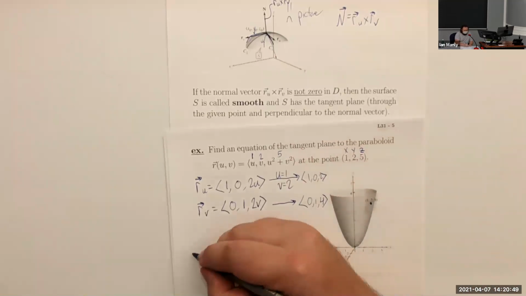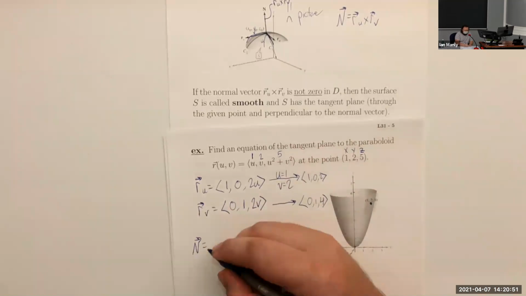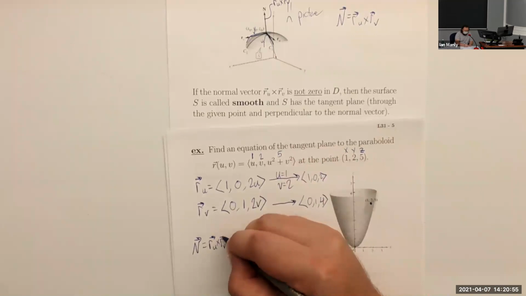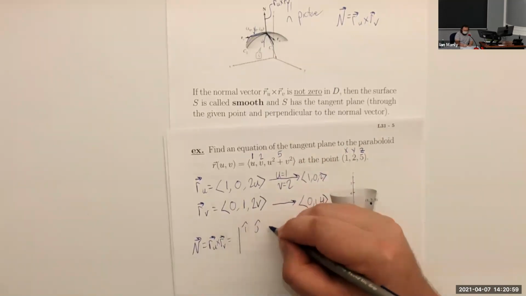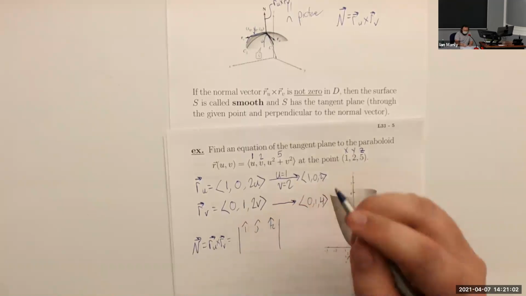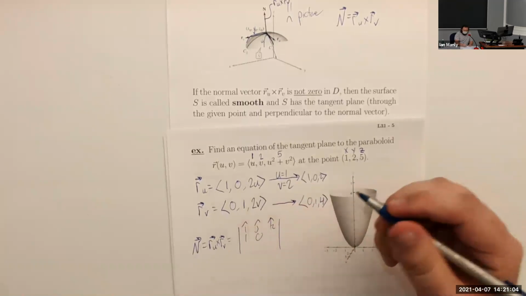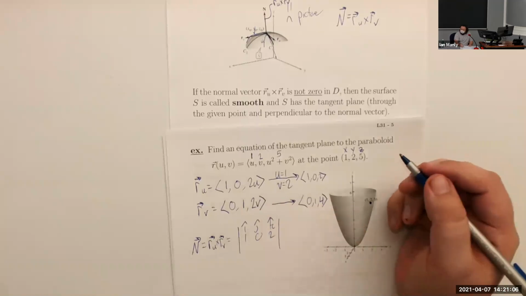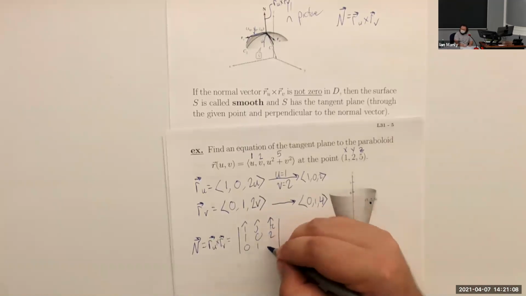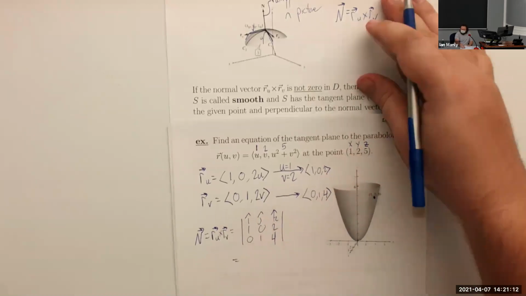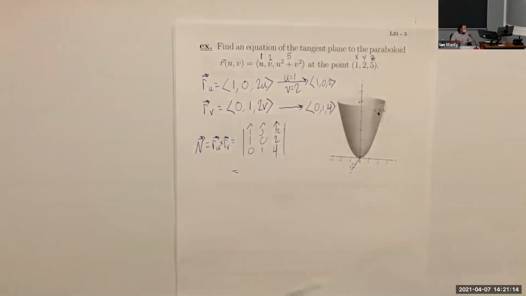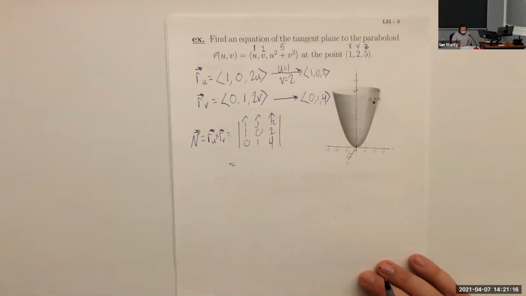Okay, now a normal vector for this plane can be found by crossing RU and RV. So let's go ahead and do that. Let's dust off our cross product skills here. 1, 0, 2. And then we have 0, 1, and 4 right here. All right, let's go ahead and do a cross product.